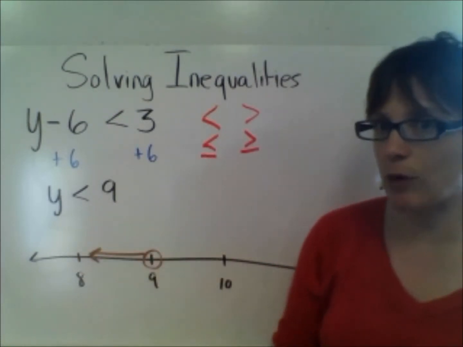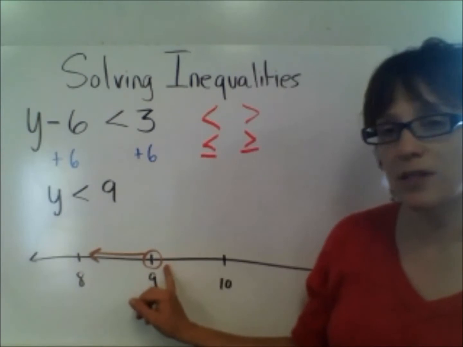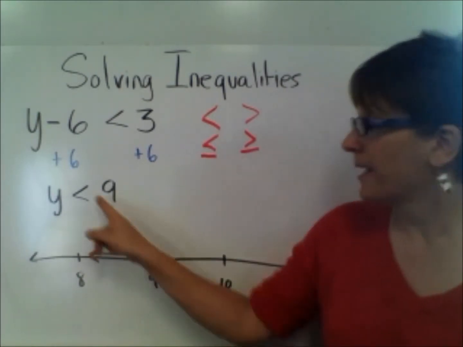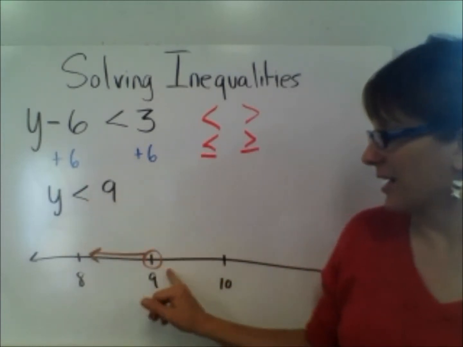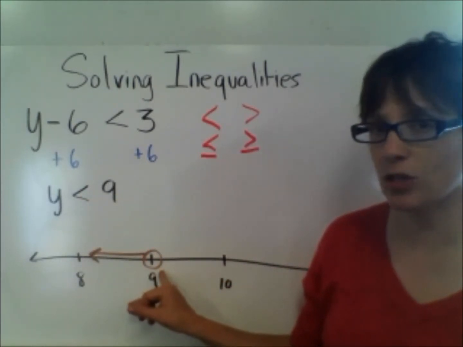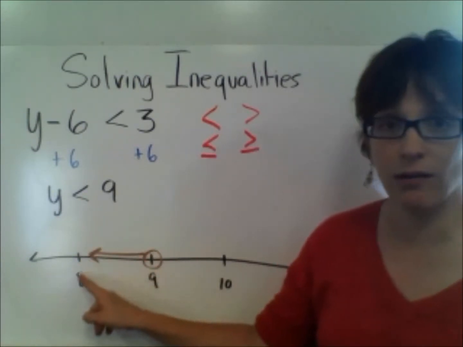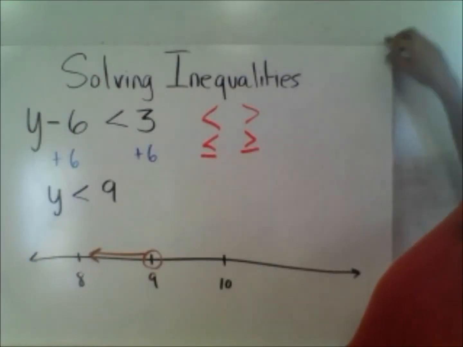On a number line, I represent that with an open circle. Equal to's would be a full circle. Less than 9. I put an open circle on 9, and less than is this side, so I draw the arrow going to the left.